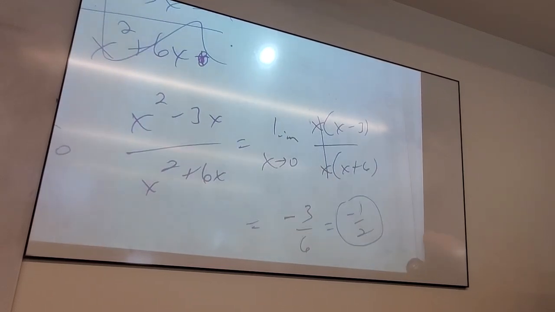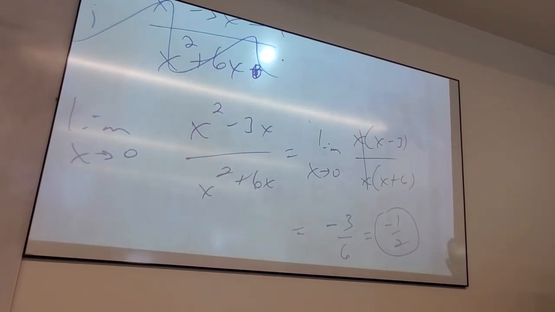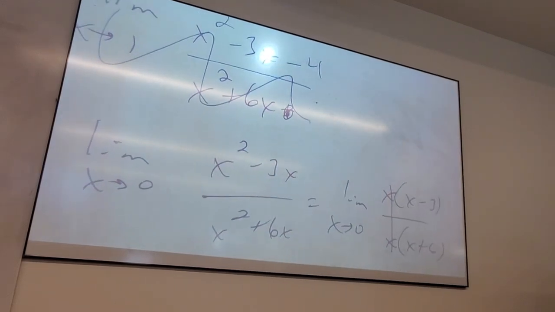Is that all right? You guys, I think you asked for an example. Yeah, that's an example where it's 0 over 0.